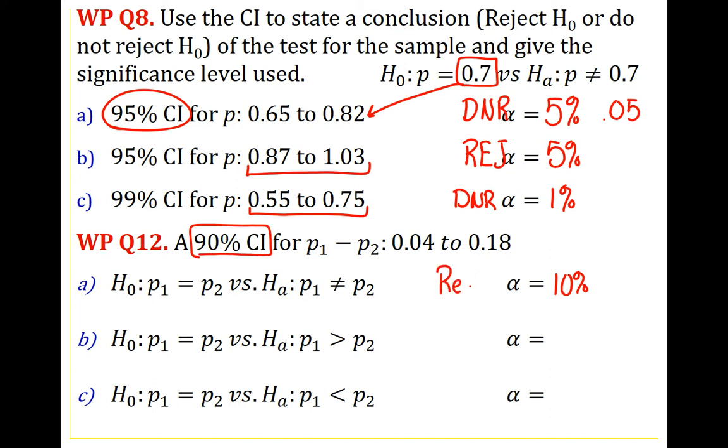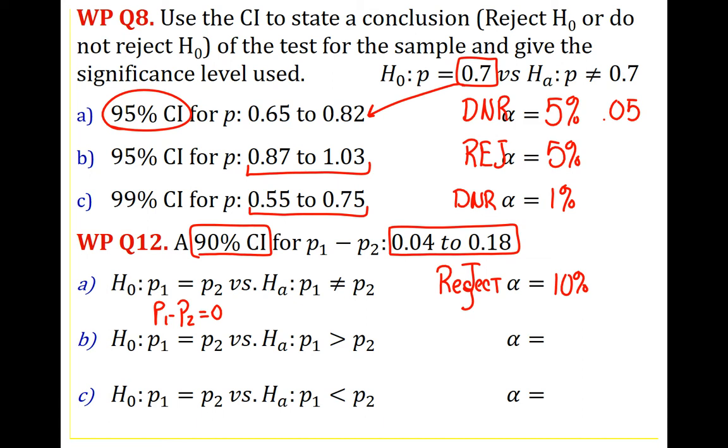I'm curious if you know why I'm rejecting. Sorry, my eraser is not working for me. If I take P1 minus P2, that equals 0. And remember where my range was. My confidence interval was 0.04 to 0.18. 0 is not inside of my interval, and I'm rejecting at a 10% level.